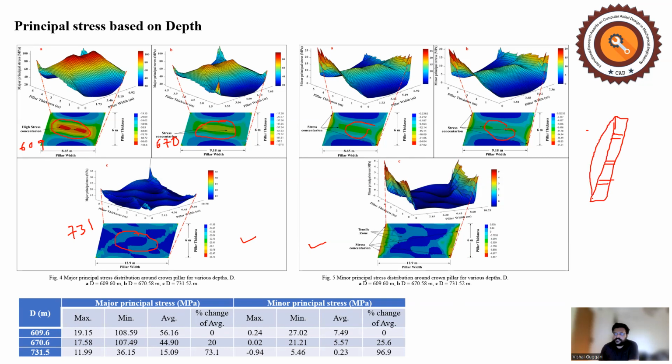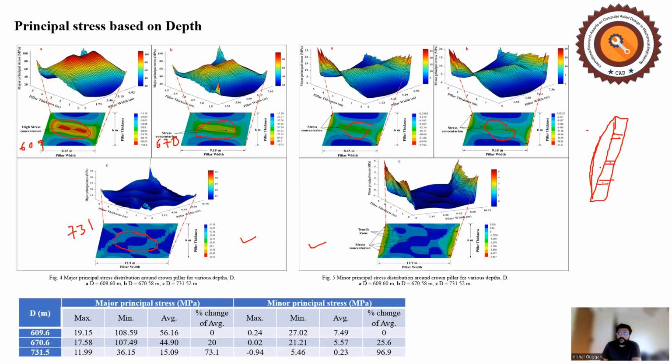As you can see, the stresses should increase, but in this condition the stresses are decreasing as you increase the depth of the working. It is just because of the stress distribution, where the stress has been distributed in the form of an arch, and as you go deeper and deeper this arch shape is getting minimized. So at each depth, the stresses are reducing as you increase the depth of the working.